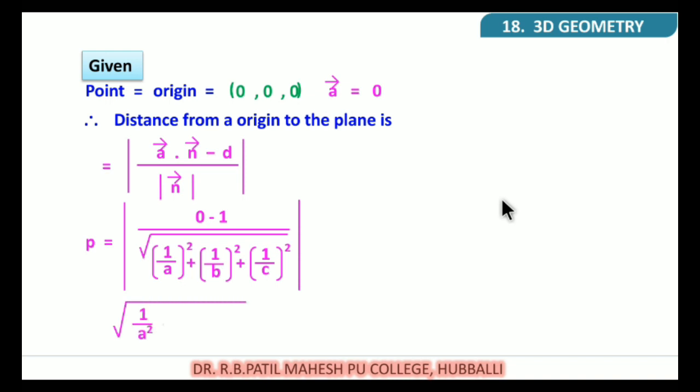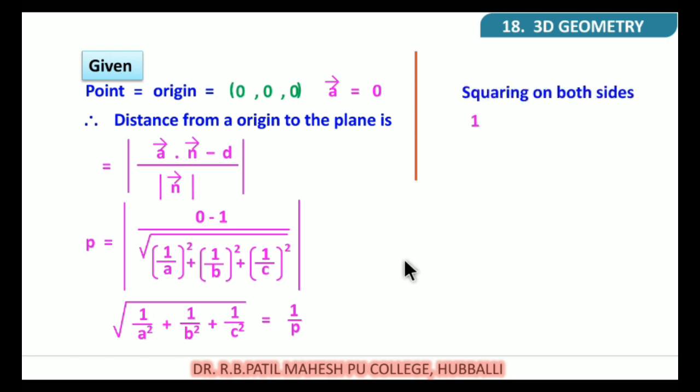So we have the square root of 1 by a square plus 1 by b square plus 1 by c square is equal to 1 by p. Because here we can take p to the denominator side, and this denominator will become the numerator after transferring to the LHS. So we have the square root of 1 by a square plus 1 by b square plus 1 by c square is equal to 1 by p.